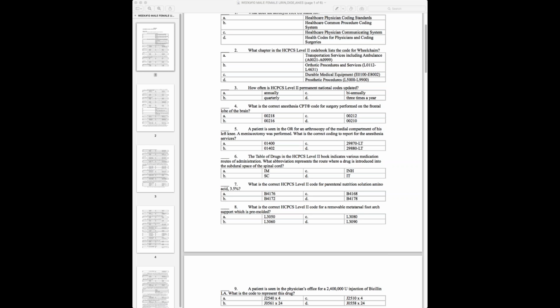Number 33, B as in boy. 34, VBAC. Remember, vaginal birth after C-section. That's going to be D, right? But I do like A. I like the answer for A, virgin before antenatal care. It would be a good one.